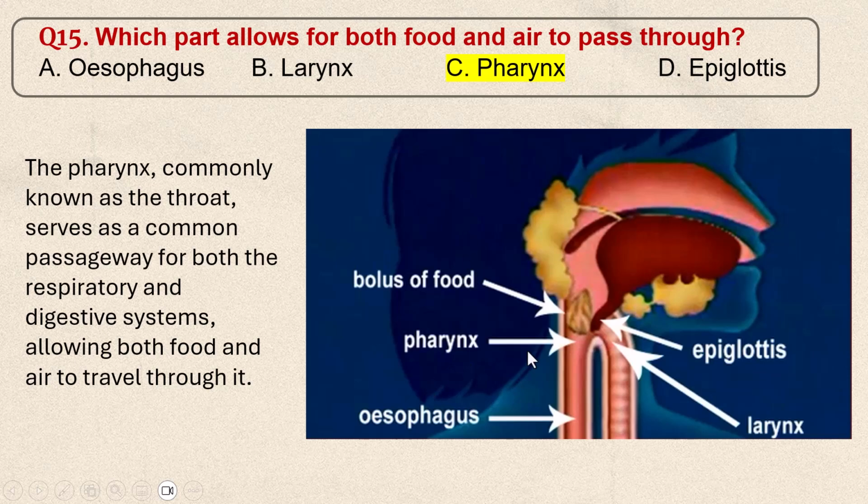Pharynx. You can see the pharynx is here. Through the pharynx, air and food can pass through. But in the larynx, only air can pass because the epiglottis closes when the food passes through the pharynx area. So the pharynx, commonly known as the throat, serves as the common passageway for both the respiratory and digestive systems, allowing both food and air to travel through it.